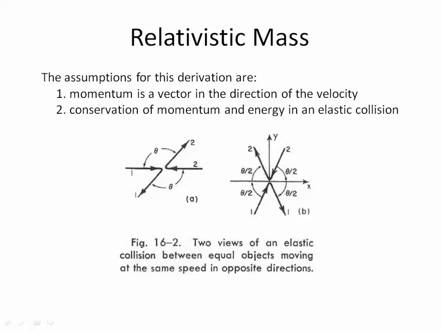The derivation in this video uses the idea that mass is the ratio of momentum to velocity. It does not use the idea that mass is the ratio of force to acceleration. We consider two identical objects moving towards each other at the same speed but in opposite directions. We consider an elastic collision in which the total kinetic energy of the objects is conserved. There are no dissipative forces such as friction at play.